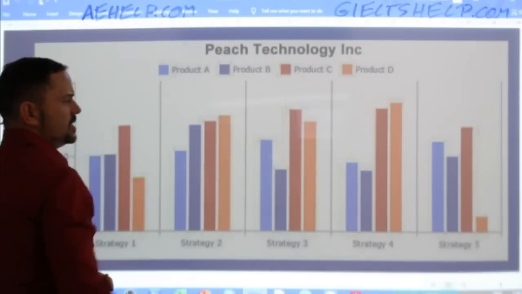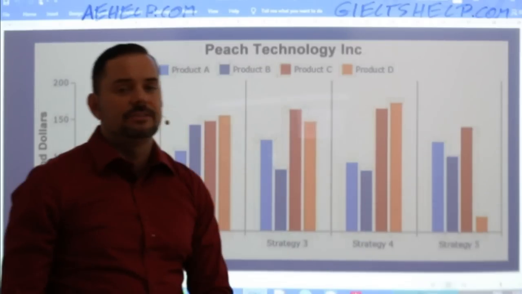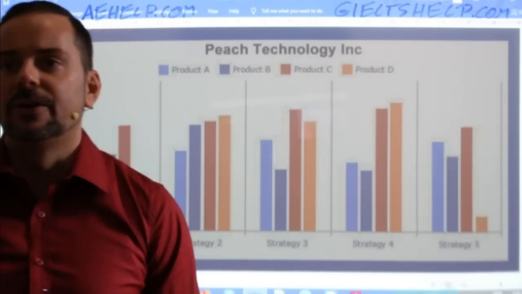So it's almost like you're really looking at 1, 2, 3, 4, 5 different bar graphs, but in fact, they're all one, okay?